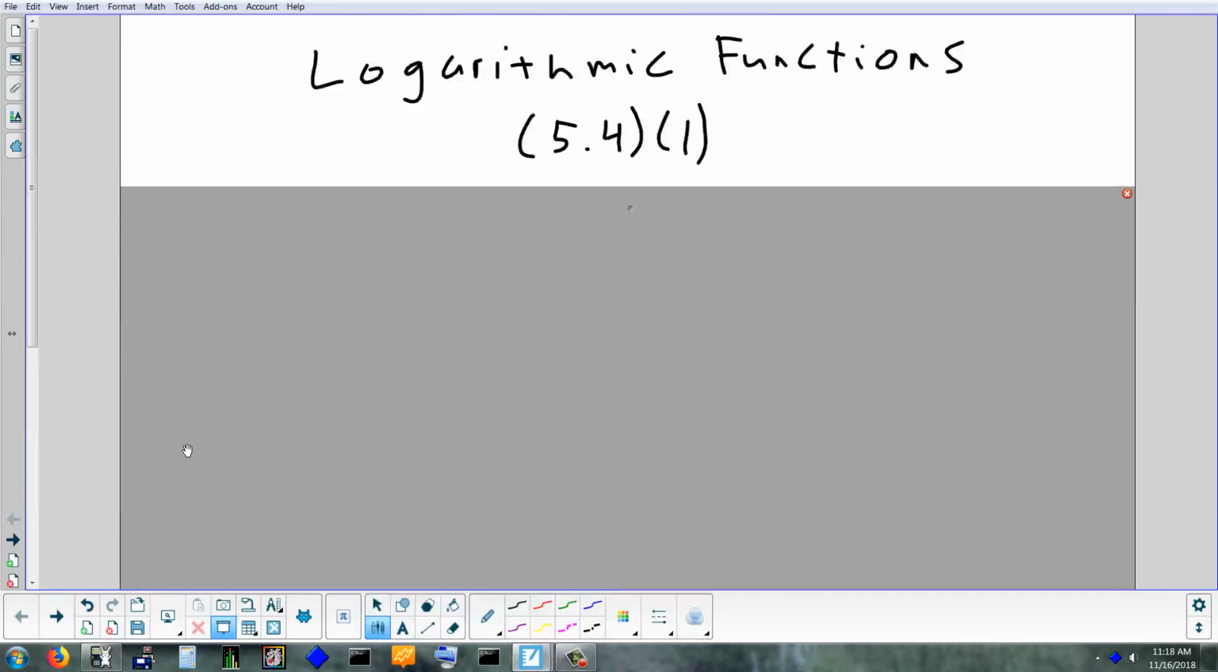All right. So the very last function we're going to look at before we start trigonometry is log functions. We're going to look at log functions over 2 sections. We're going to take 3 days to do the 2 sections. Okay, so we'll do 5.4 part 1.